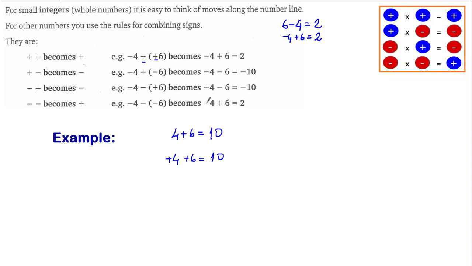Here this is the case again. Minus 4 and plus 6, they have different signs. If they have different signs, I have to do subtraction here. 6 minus 4 is equal to 2. And the 6 is bigger than 4, that's why it's going to be 2.